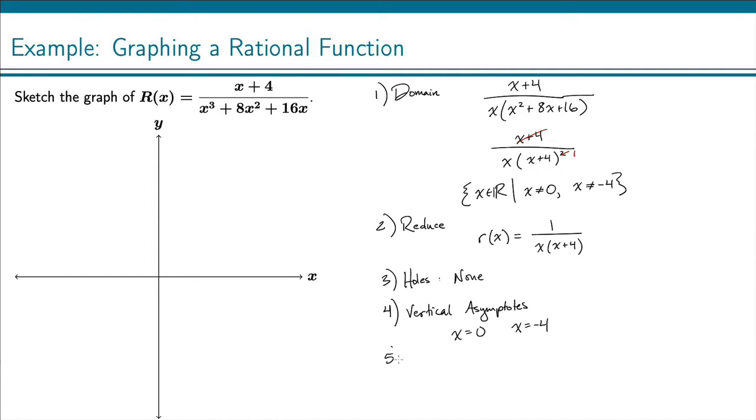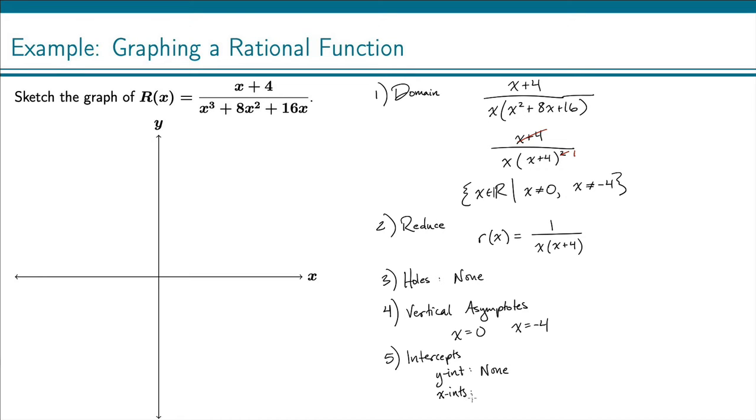Next, we find intercepts. So we need our y-intercept and x-intercepts. For the y-intercept, we plug 0 into our function. Okay? Now 0 is not in the domain of the function. So there is no y-intercept.